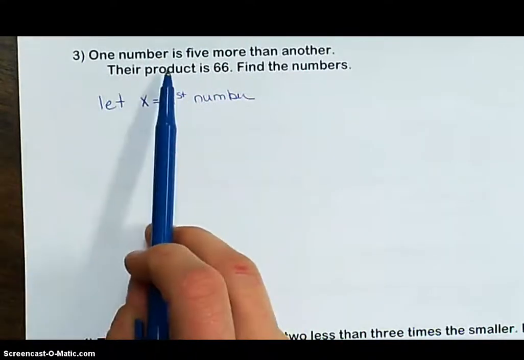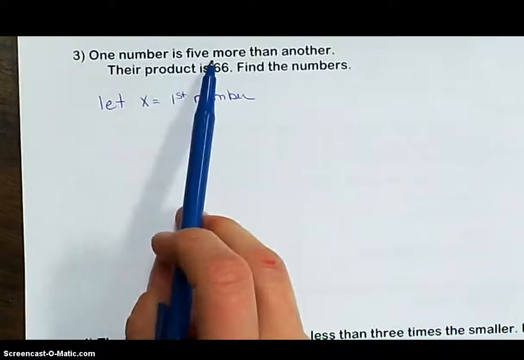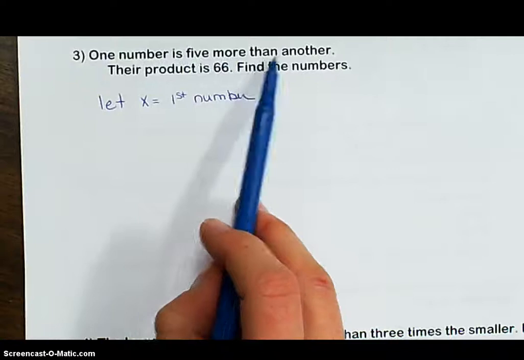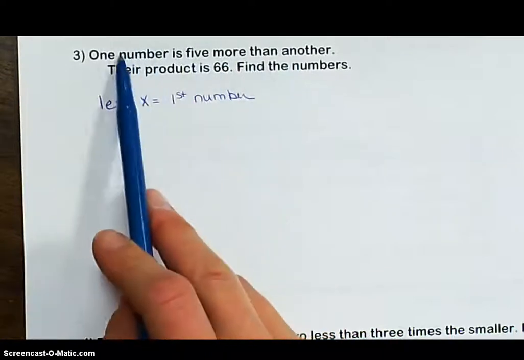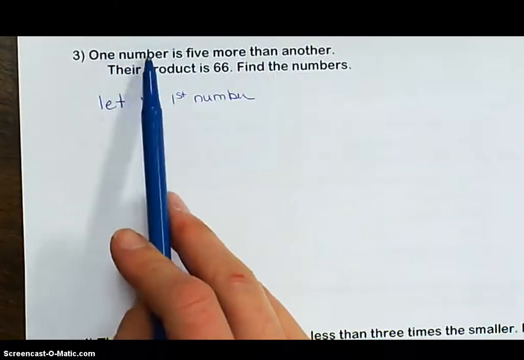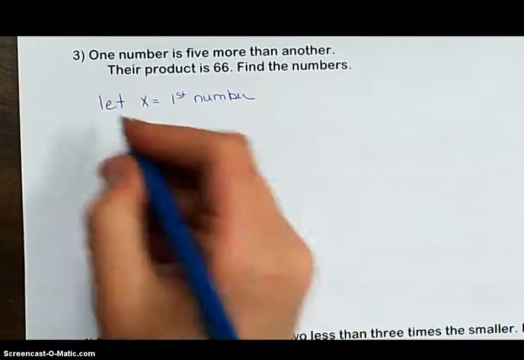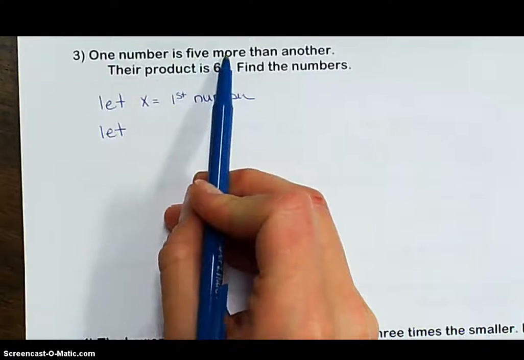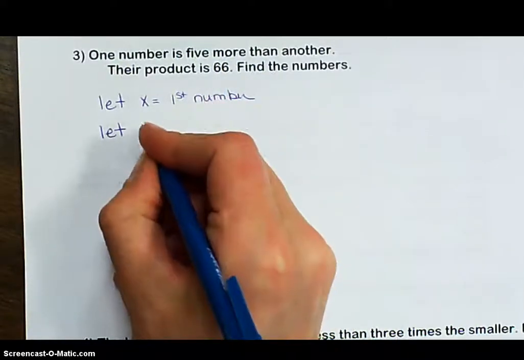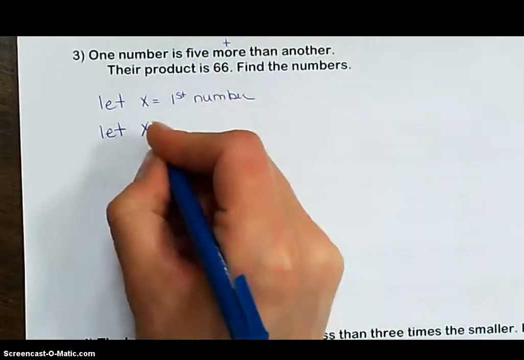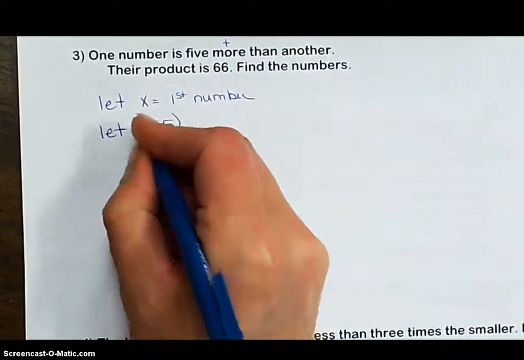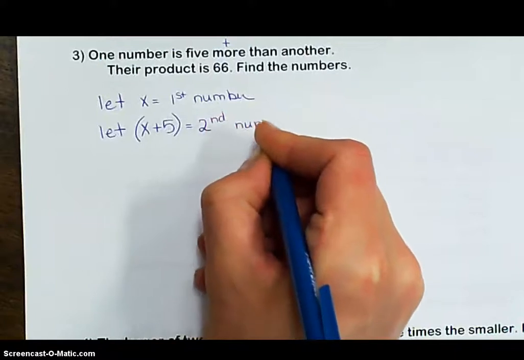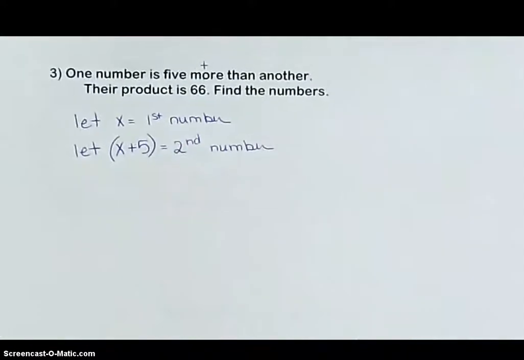Now, the second number we need to read, are they describing the other number or do we need a whole separate variable? One number is 5 more than another. So they're describing the second number for us. So they're giving us some hints. So that means we don't need a whole separate variable. We can say let, and one number is 5 more than another. So this next number has to be 5 more. The word more means we're going to add x plus 5. And remember, if it's a binomial, we put it in parentheses. So now we have our two let statements.